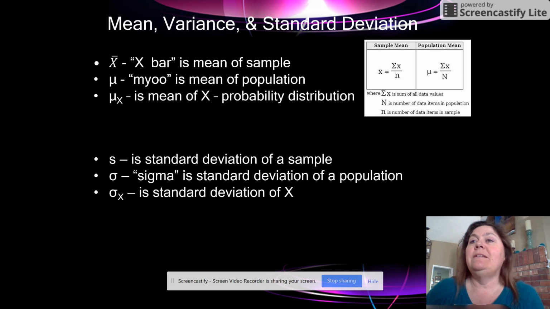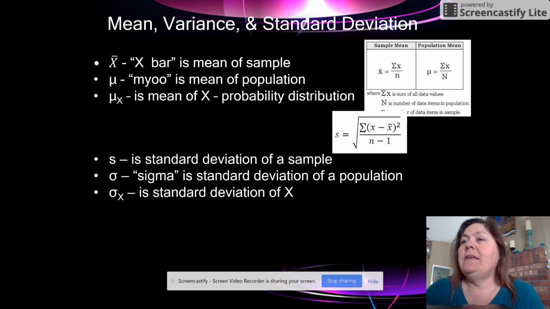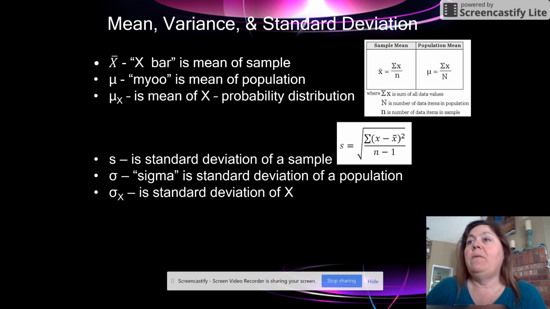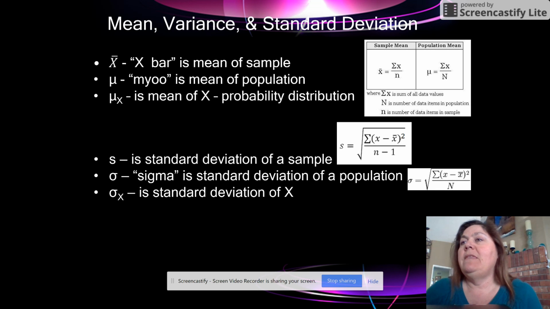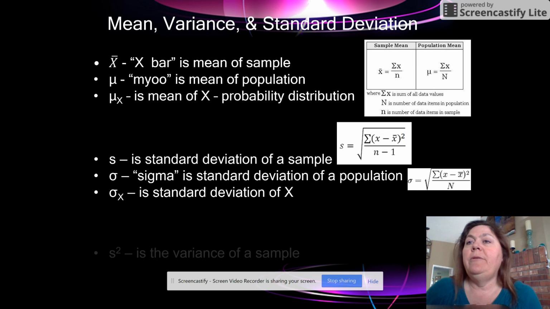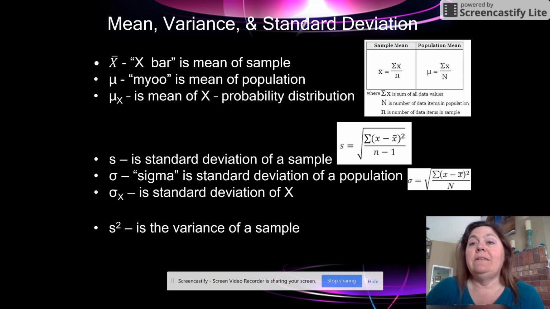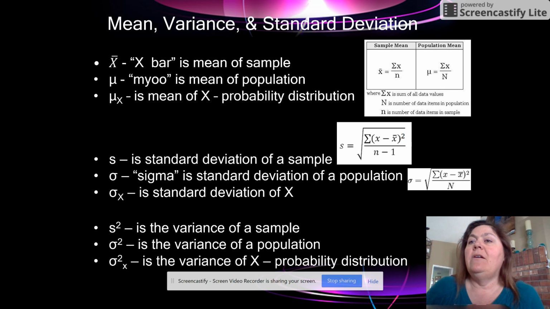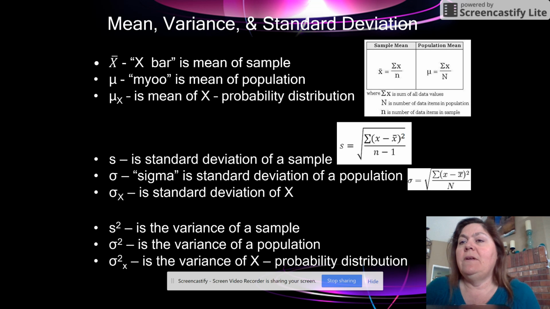We're going to calculate these in an example in just a minute. And again, I put the formula here for you to remember what the formula was for the sample. And then, of course, we're just replacing that with capital N. We're not subtracting 1 there because in the population, you would know the entire population. You also know that S squared is the variance of the sample, and sigma squared is the variance of the population. We have sigma squared sub x, which is the variance now of our probability distribution x.